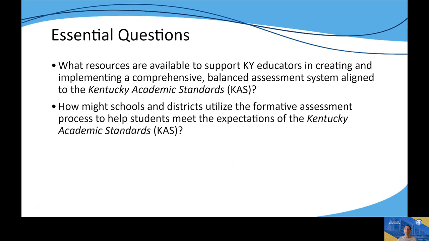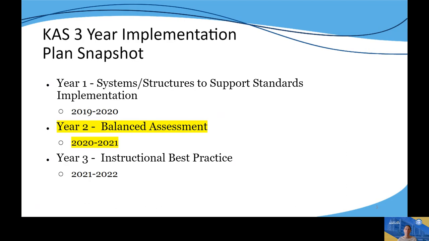This year we are focusing our work around two essential questions. One, what resources are available to support Kentucky educators as they create and implement a comprehensive balanced system of assessment that's aligned to the Kentucky academic standards? And then two, how might schools and districts utilize the formative assessment process to help students meet the expectations within the CAS? As a part of our three-year CAS implementation plan, we are currently in year two of that work, taking a closer look at balanced assessment.